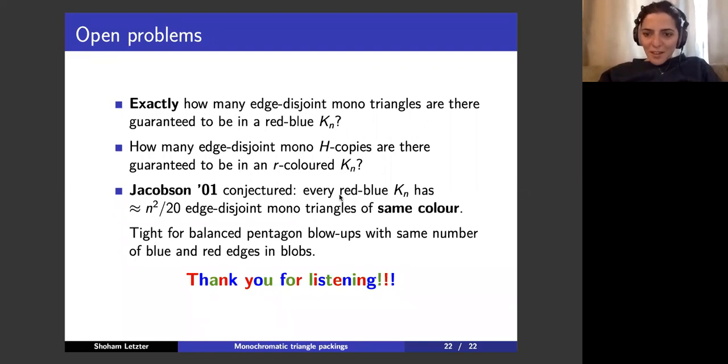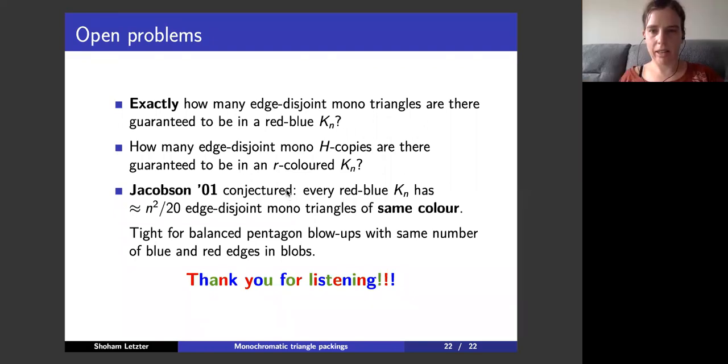Okay. Yeah, so Lior is asking: for K_r and two colors, is the conjecture that the extremal example is the Turán graph? I would guess so. I haven't really thought about it, but that seems like the idea. I'm not sure.